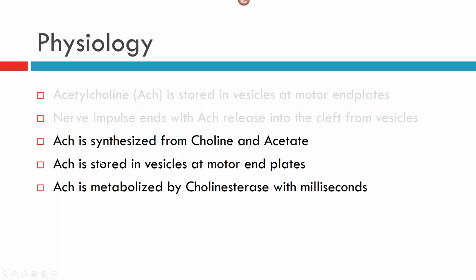So the acetylcholine is synthesized from choline and acetate. If there's any imbalance in choline or acetate, that will affect your neuromuscular junction also. They are stored in vesicles at the motor end plate, and they're metabolized by cholinesterase within milliseconds. So if a patient has a deficiency of cholinesterase, that will affect your signal also.